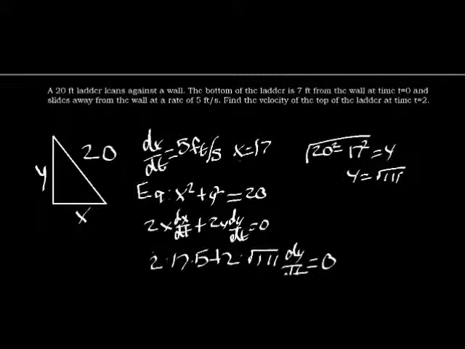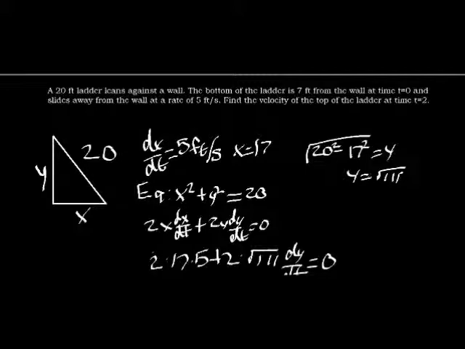So then the equation you're going to use to find dy dt is x squared plus y squared equals 20 squared, which is the Pythagorean theorem. And you use the Pythagorean theorem to find y by doing the square root of 20 squared minus 17 squared, which equals the square root of 111.